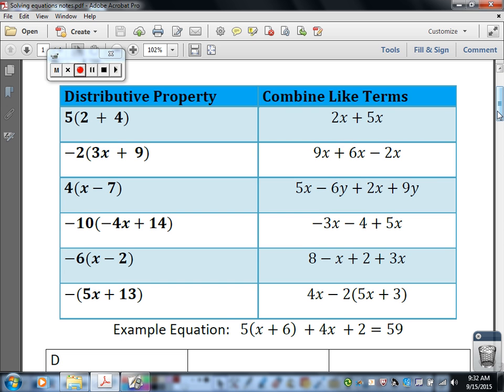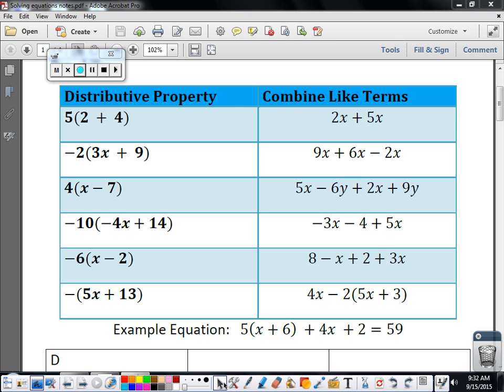So the distributive property says this. If you have a number or a variable or whatever outside of parentheses, you can distribute that number to both of the terms on the inside. So if you have 5 times 2 plus 4, you can go 5 times 2, which is 10. And then you do 5 times the 4, which is going to be what?